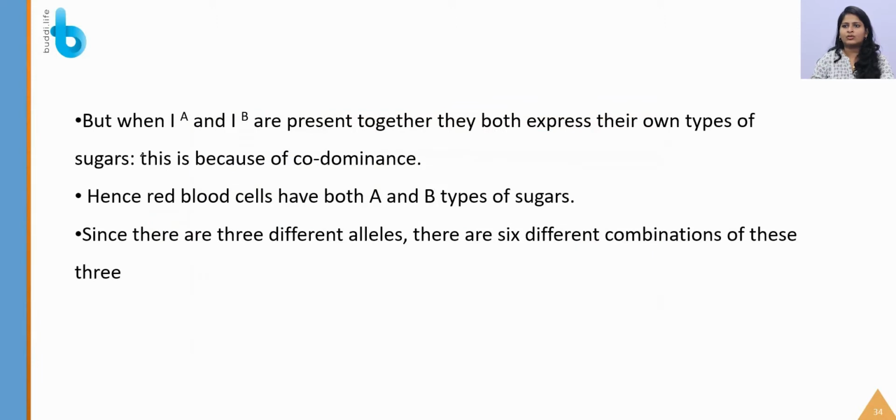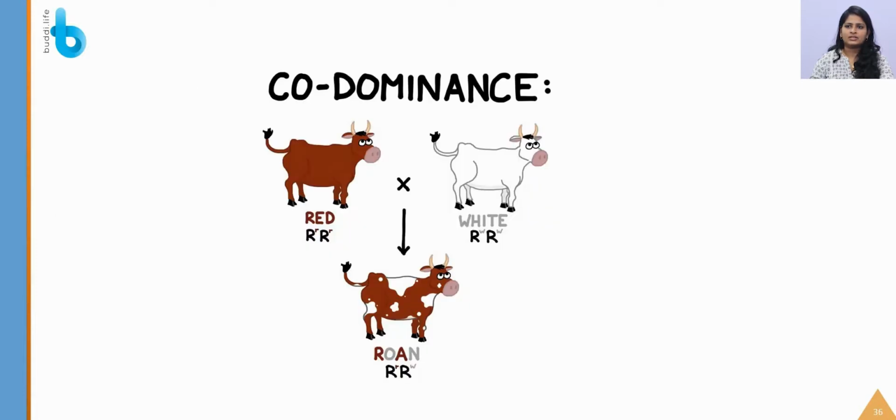So what can you conclude from this? When IA and IB are present together, they both express their own type of sugar, and this is because of codominance. One more classical example you can draw is the coat color of cattle. When red and white color cattle were crossed, roan color cattle was produced, having a red background with white patches. So this is the F1 generation.